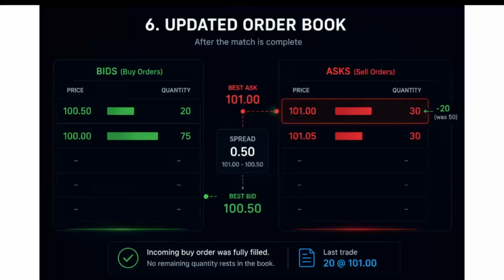So we update the order book accordingly. We subtract the 20 that were sold from the ask side. We remove entirely the matched bid order, the matched buy order, from the bids table, because that has been fulfilled and it does not need to be represented there anymore. And we are back to the same spread that we had at the beginning, just with a lower quantity on the ask side.